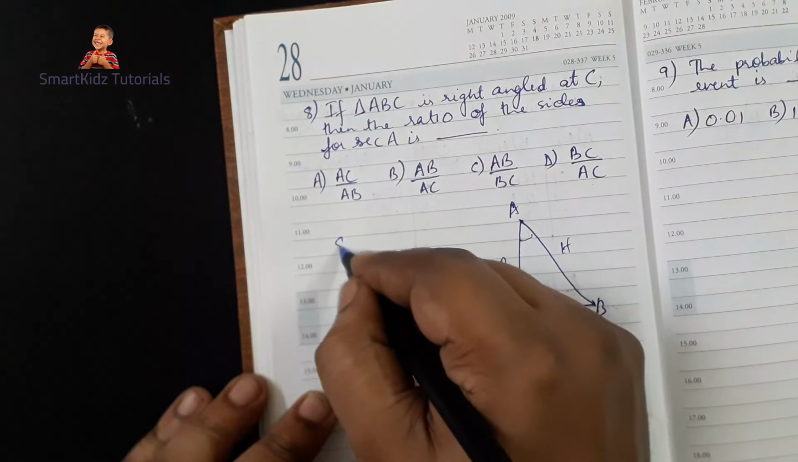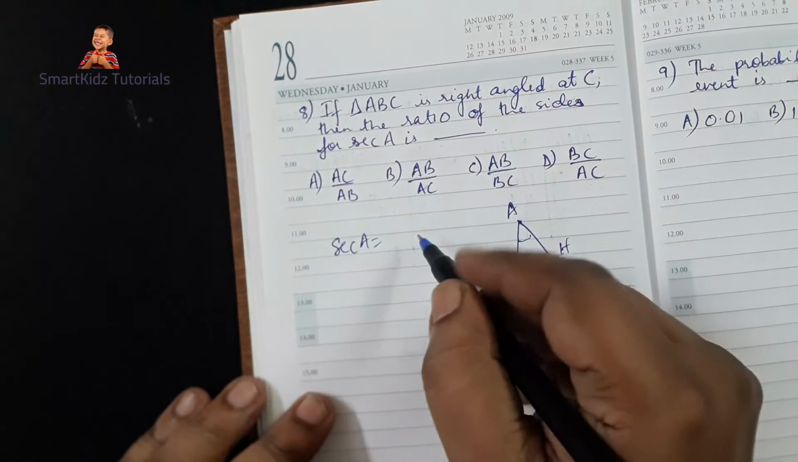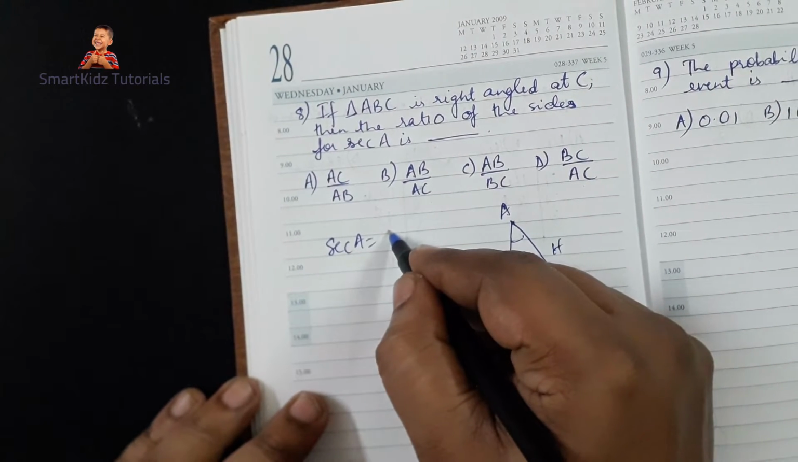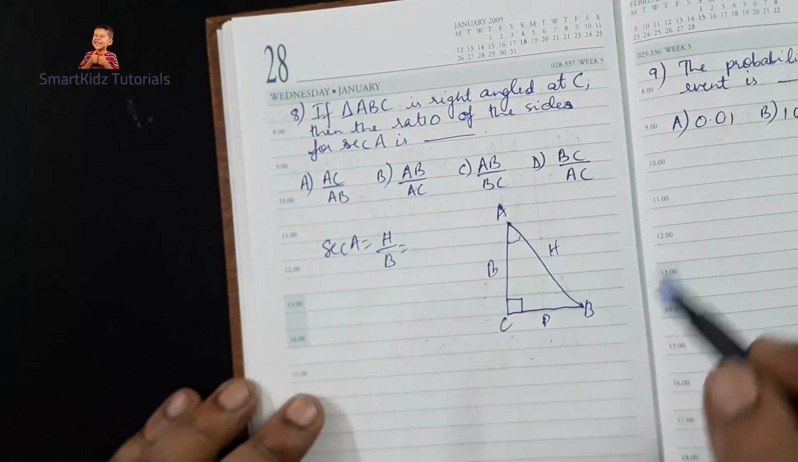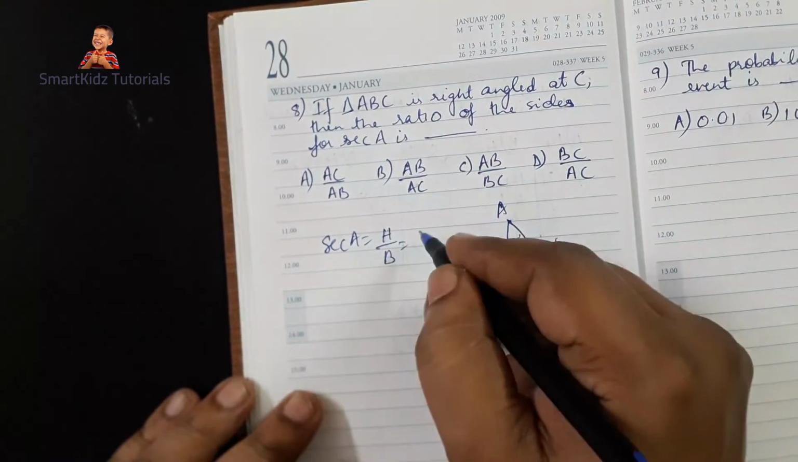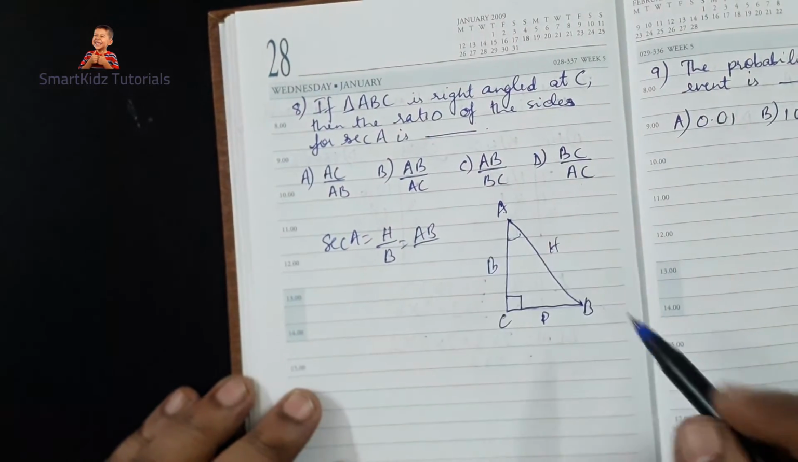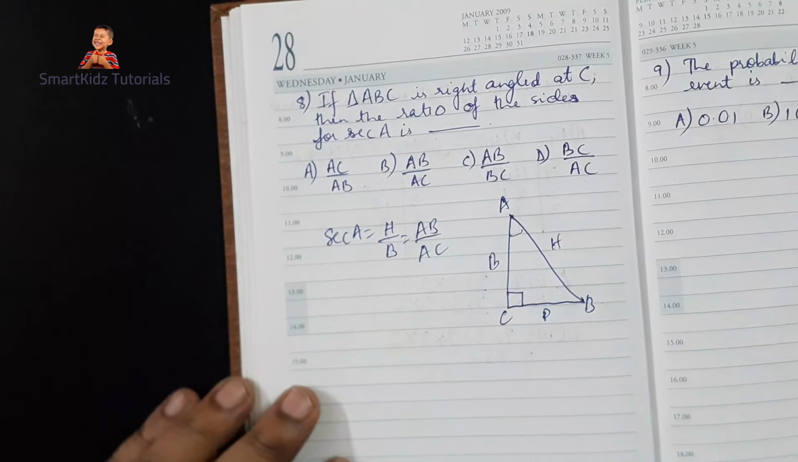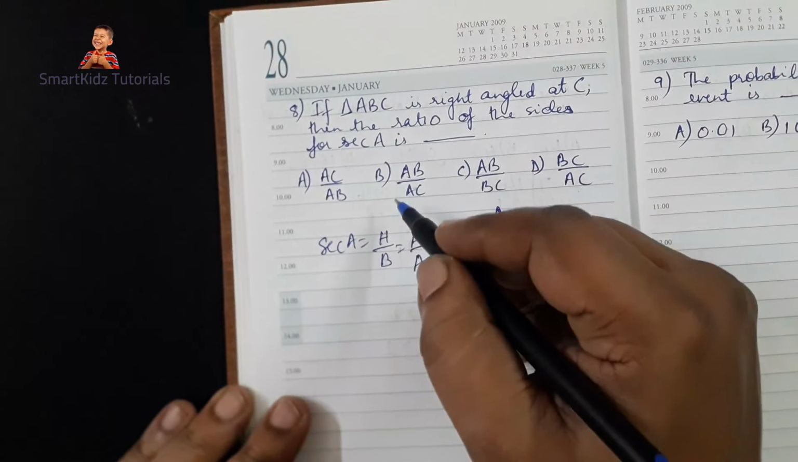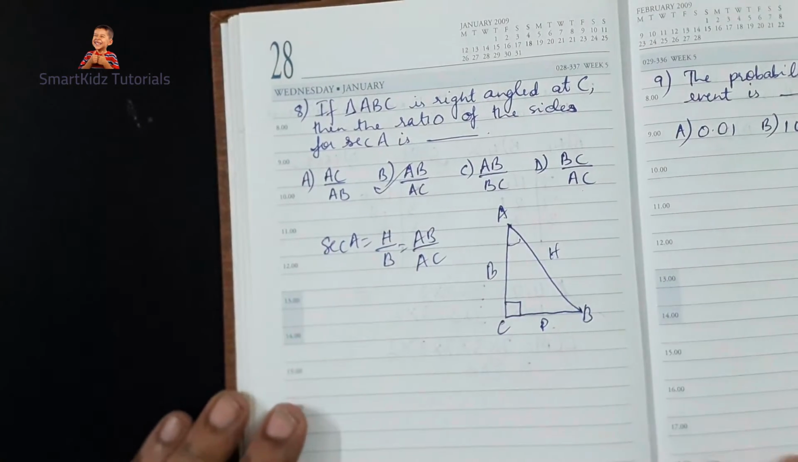Sec A is going to be hypotenuse upon base. The hypotenuse is AB and the base is AC. So this way the correct choice is B, that is AB upon AC.